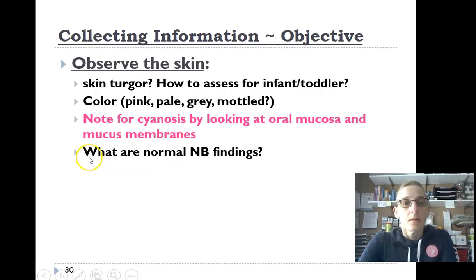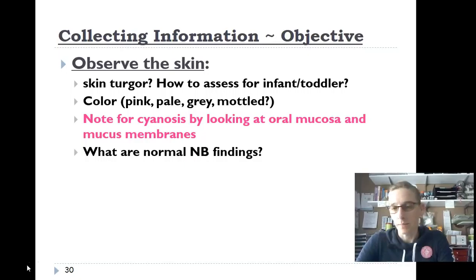Okay. What are normal newborn findings? So one of the big reasons why you're looking at the oral mucosa and the mucous membranes for cyanosis is because normally for newborns, they have acrocyanosis. So their hands and feet are blue all the time anyway. So normal newborn findings are going to be acrocyanosis, where the hands and feet are blue initially, as well as milia, which are almost like little bitty pimples across the face and nose, any birthmarks, Mongolian spots we're going to talk about. So you need to be sure that you know what's normal and document it.